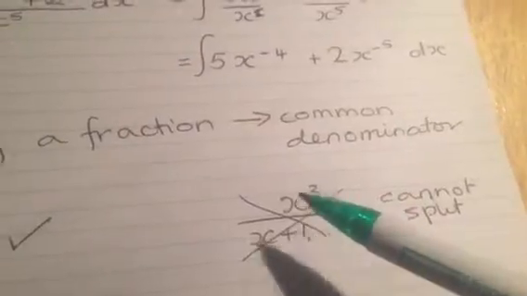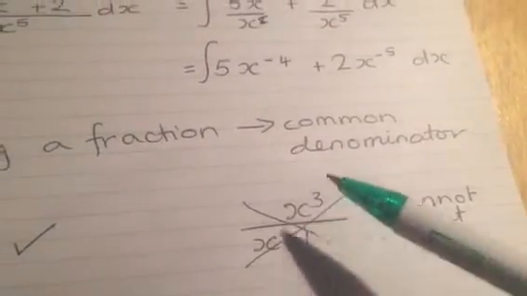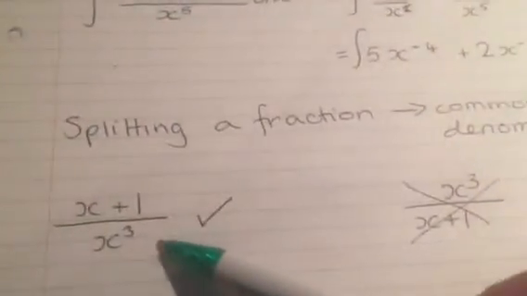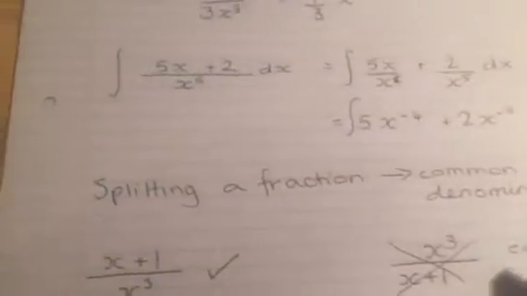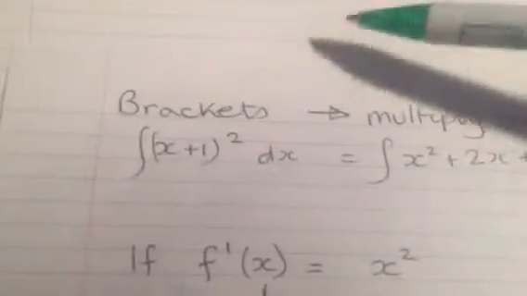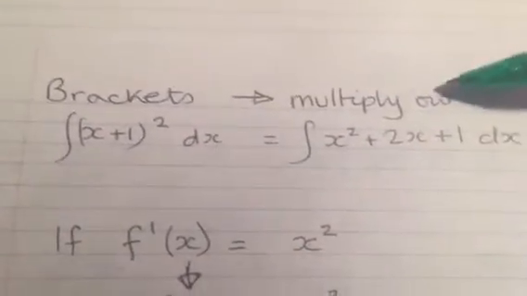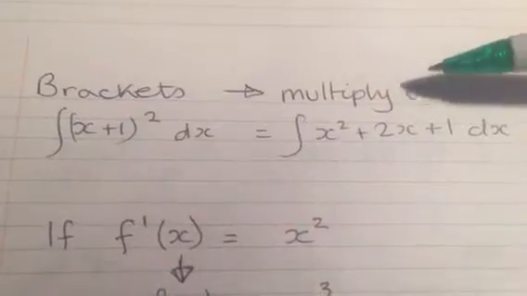It doesn't become x cubed over x plus x cubed over 1. So this is fine to split. This one is not okay to split. Be very careful that you get those right. And then if you've got brackets, you'll need to multiply out the bracket before you start to integrate.